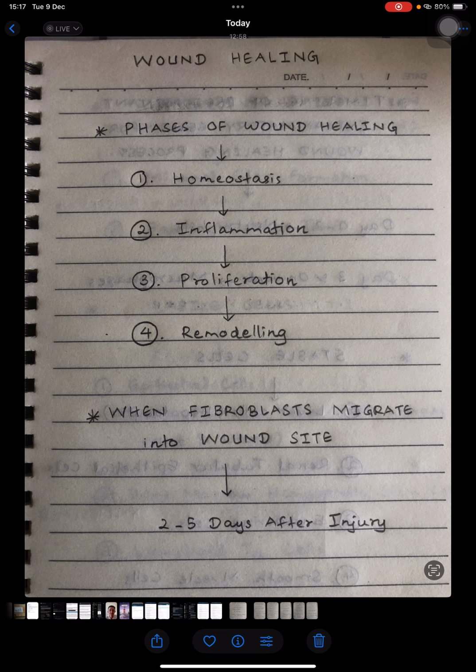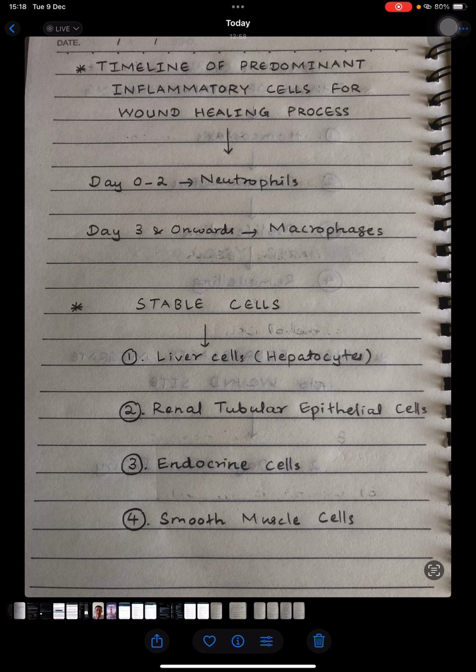Now, the second key note is about the migration of fibroblasts into the site of wound or the site of injury. These fibroblasts start migrating into the injury site especially 2 to 5 days after injury. This time frame is important, and later you will see some questions related to this in the RCEM Success primary subscription question banks. Okay, now let's go to the next one.